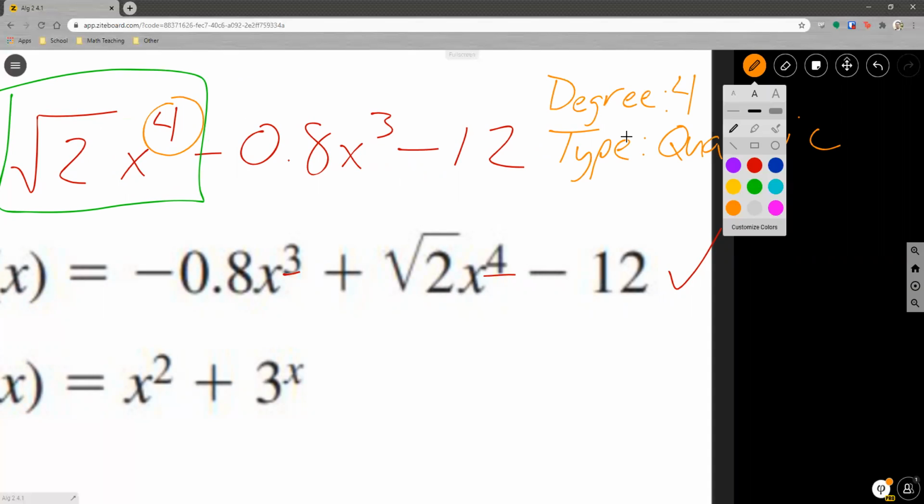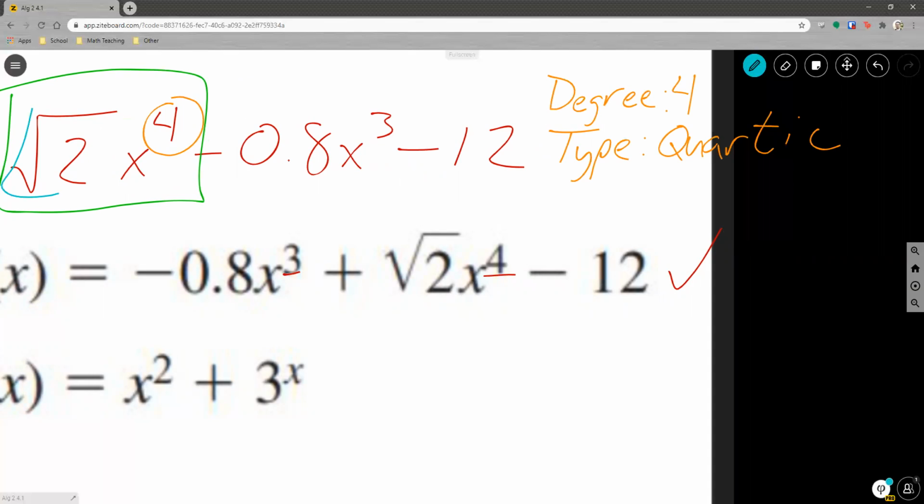And then finally, my leading coefficient is the square root of 2. Because remember, square root of 2 is still a number, not as pretty of a number as an integer would be, but it's still a number. At that point, we've got everything we need.